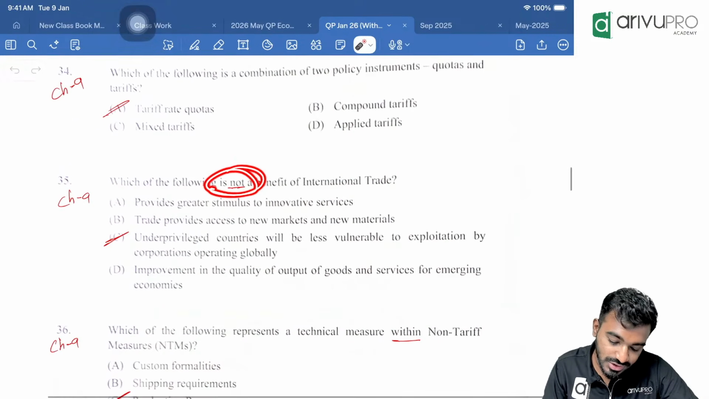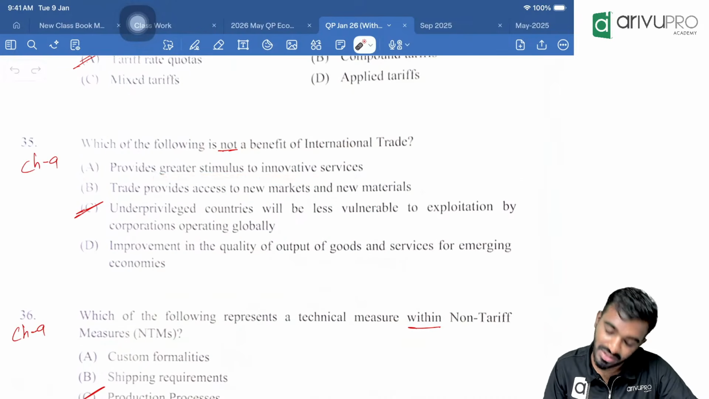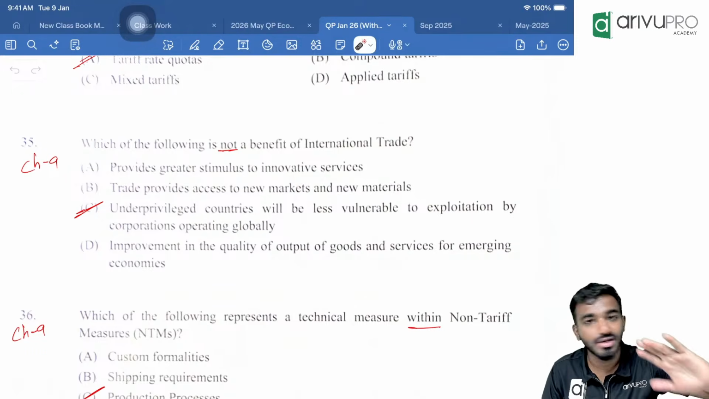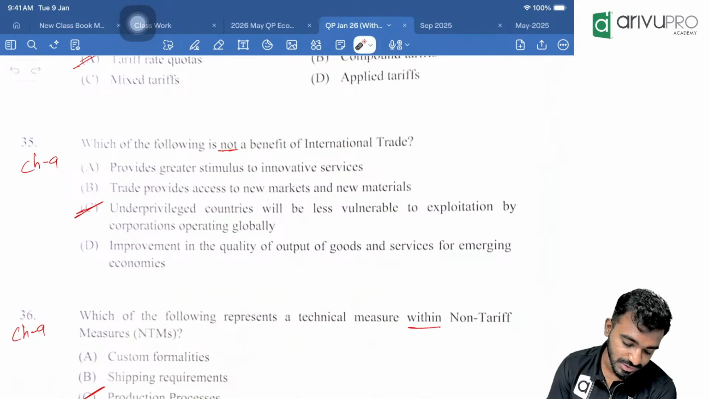Which of the following is not a benefit of international trade? Provides greater stimulus to innovative services. Yes, because of international trade, more innovations will happen. Trade provides access to new markets and new materials. Yes. Underprivileged countries will be less vulnerable now? No, they will be more exploited. They will always be forced to just export raw material, not finished goods. If you remember, we also spoke about escalated tariff, which is the same.